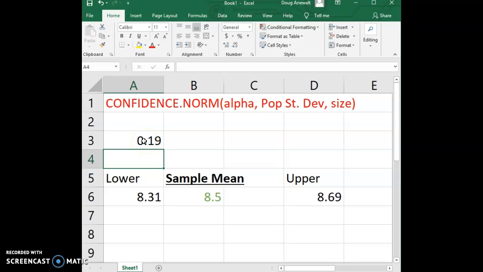Now, to form the confidence interval, the sample mean is always right smack dab in the very middle of our confidence interval.